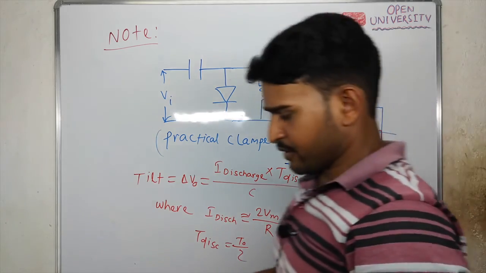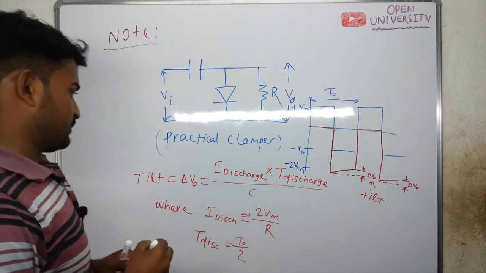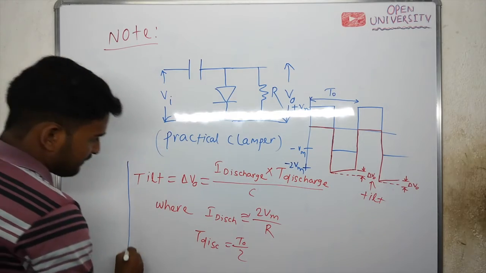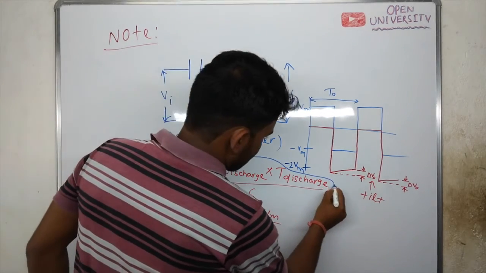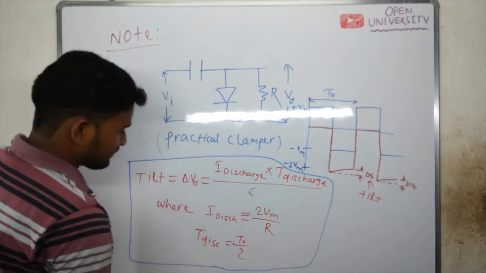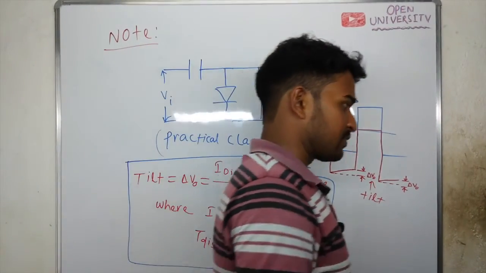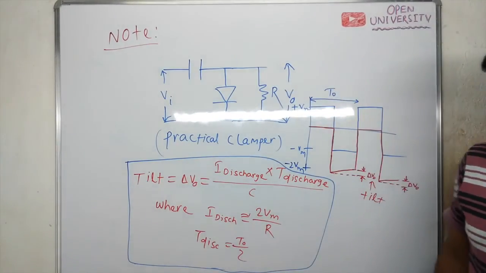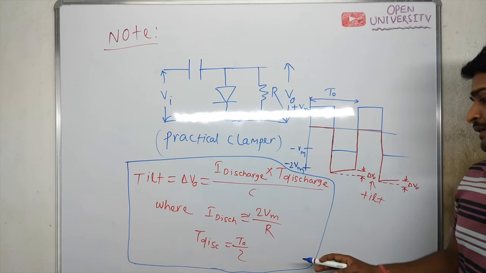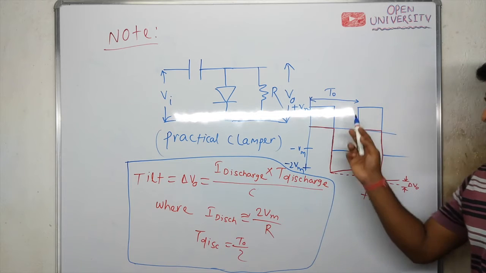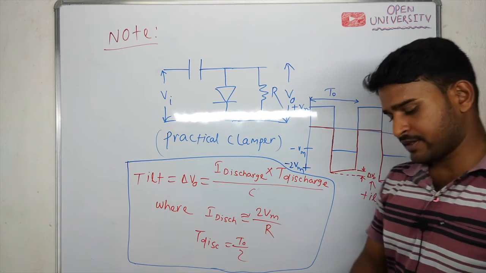So remember this formula. Tilt, delta V naught, equals I discharge times T discharge divided by C, the capacitance of the capacitor, where I discharge equals 2 Vm by R and the T discharge interval is T naught by 2.